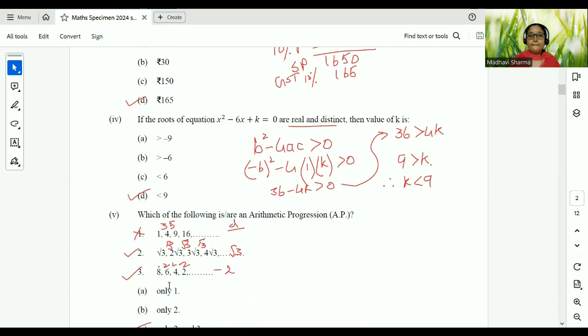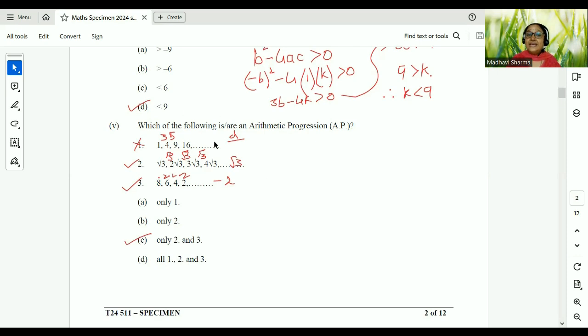Let's move ahead. The roots of the equation x square minus 6x plus k is 0 are real and distinct. Whenever it is real and distinct, children, the formula is b square minus 4ac is greater than 0. Just substitute the values and you will get k is less than 9.